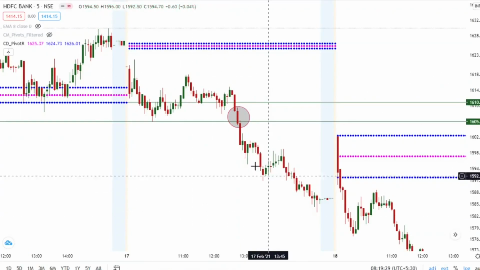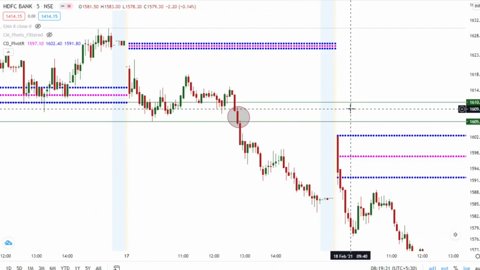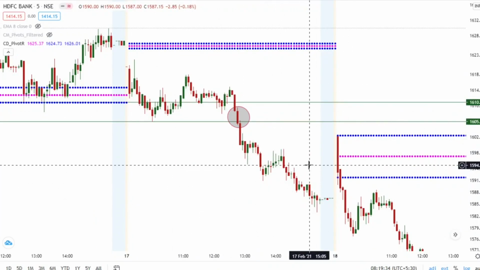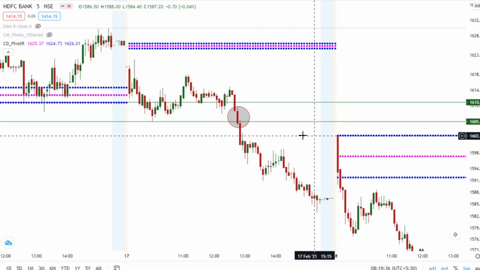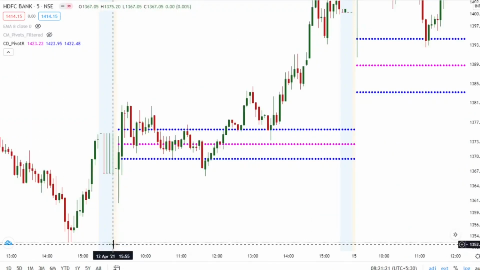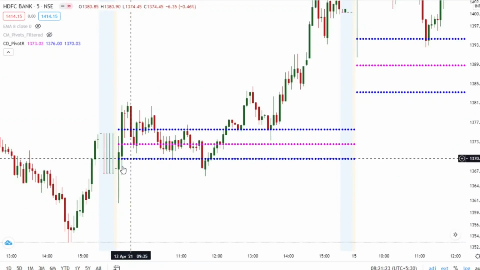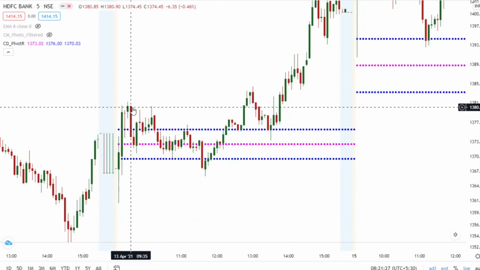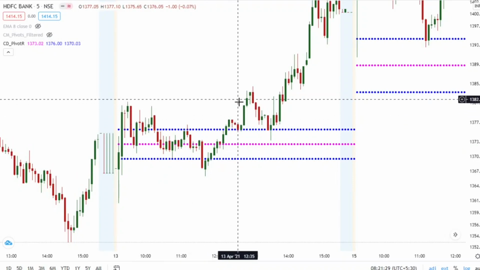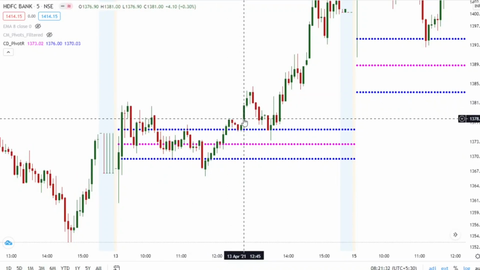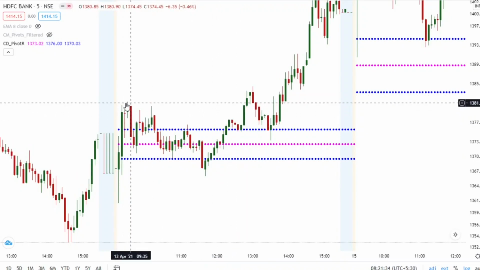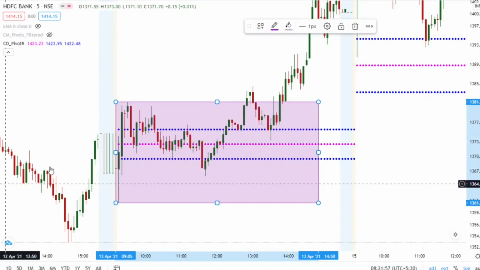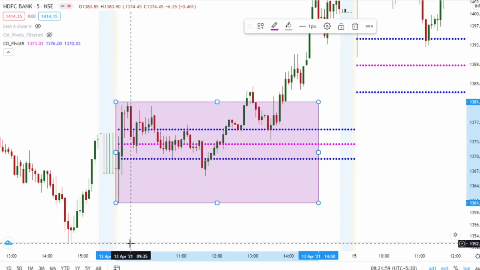Let us see another example where this strategy might have failed. I will check another case where this strategy failed. So on 13th of April 2021, you can see here the same strategy appeared again. It was a typical day, and the market was in consolidation till 12 o'clock, and your entry is after 12 o'clock. So this is our range. I will mark this range. You can see here, this is our range. This is the chart of 21st April.